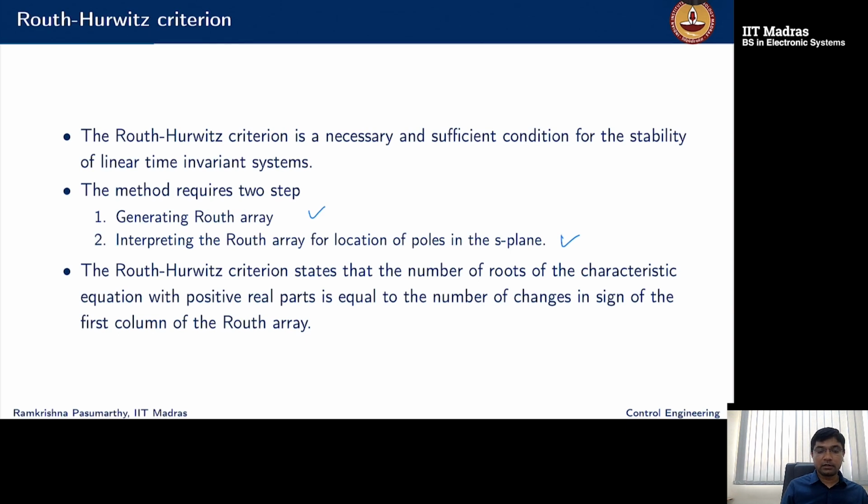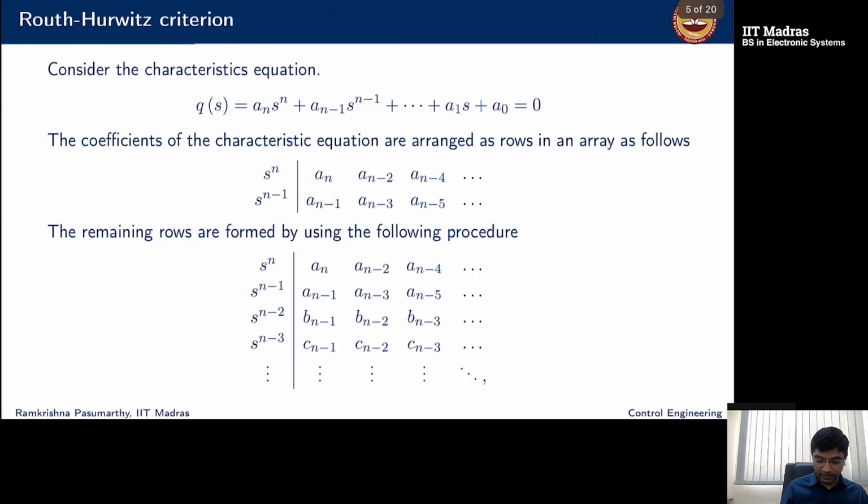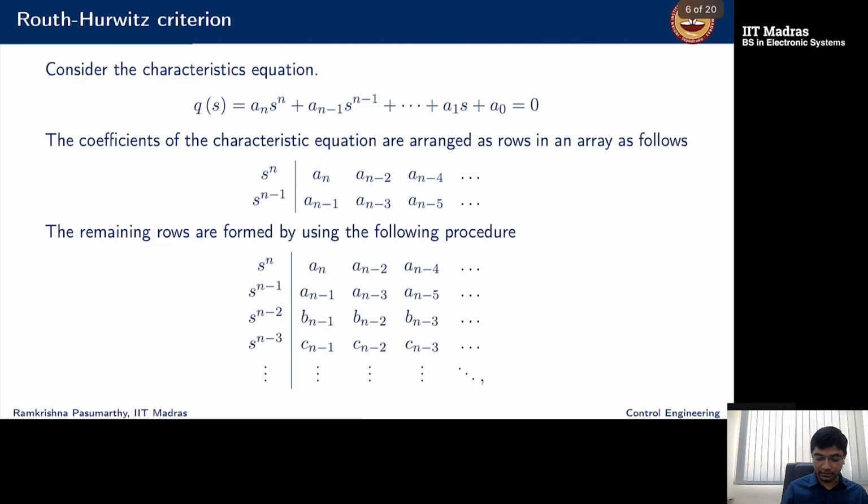So the criterion states, as we will see with the help of the procedure, that the number of roots of the characteristic equation with positive real parts. If I say there are no roots with positive real parts, which means the system is stable, right? So it states that the number of roots of the characteristic equation with positive real parts is equal to the number of changes in sign of the first column of the Routh array. Okay, it's too much text, but let's try to understand this.